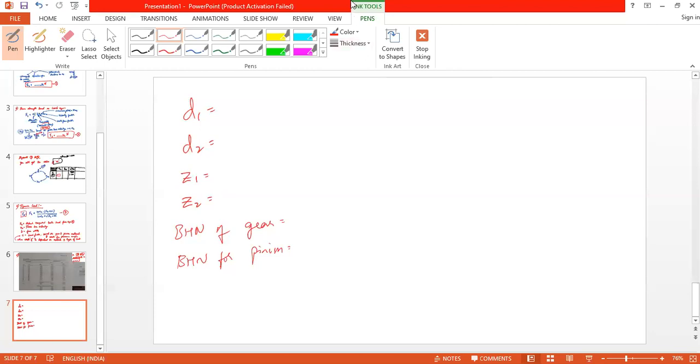This procedure is the same for helical gear and bevel gear also, but some of the equations will change. Okay, I'll end the class here.